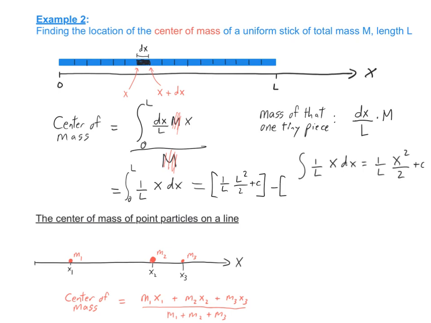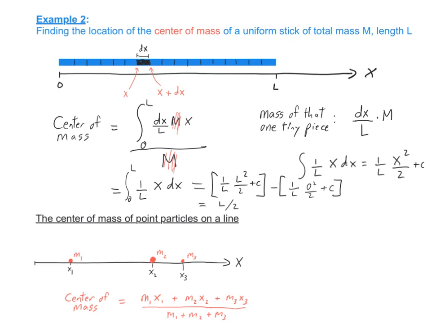minus, and now we're going to take this indefinite integral and replace the x here by the lower limit, 0. So that's going to give us 1 over L times 0 squared over 2 plus a constant. And if I simplify this, this turns out to be L over 2. So in this particular example, we found that the center of mass of the stick is located at L over 2. In other words, it's located exactly in the middle of the stick, halfway.